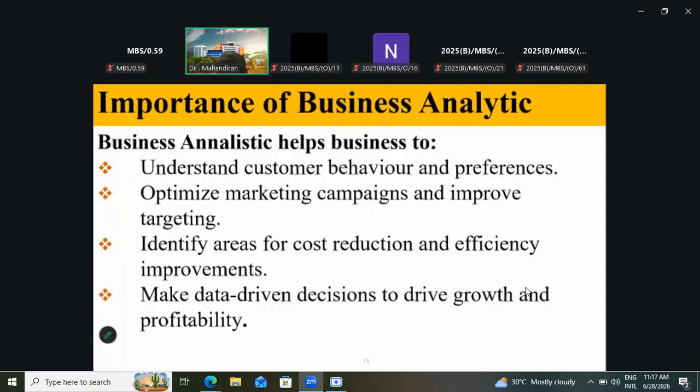Okay, they found now that 5 to 7 is the peak hour. They have seen how many customers are buying over the last 1 month, each and every hour. That can be done as data mining, and that was the data analysis. So it's marketing: optimize the marketing campaign, improve it, and identify the areas of cost reduction.